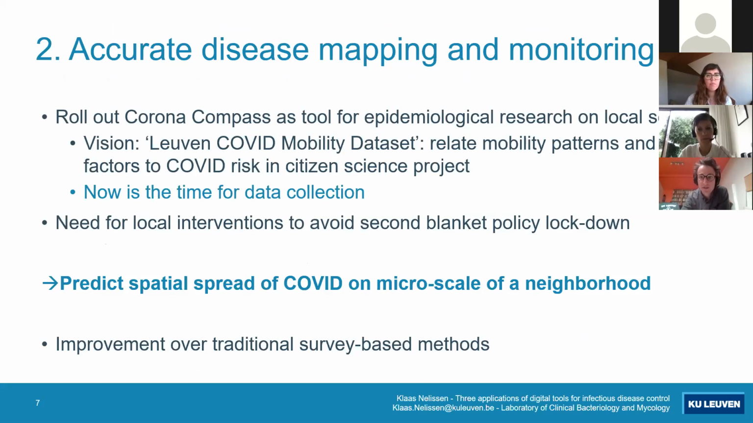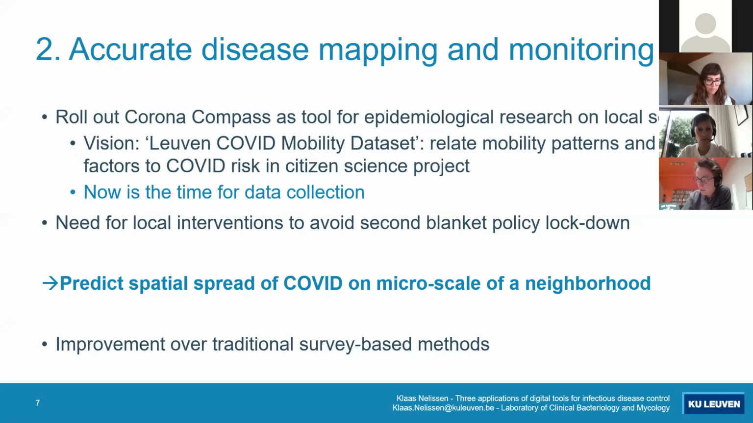And we can use this mobility data, it tracks your location. So we can use these mobility traces to relate these patterns and other factors to your COVID risk in a kind of citizen science project. And this is one of the things that we'll be focusing on over the summer.